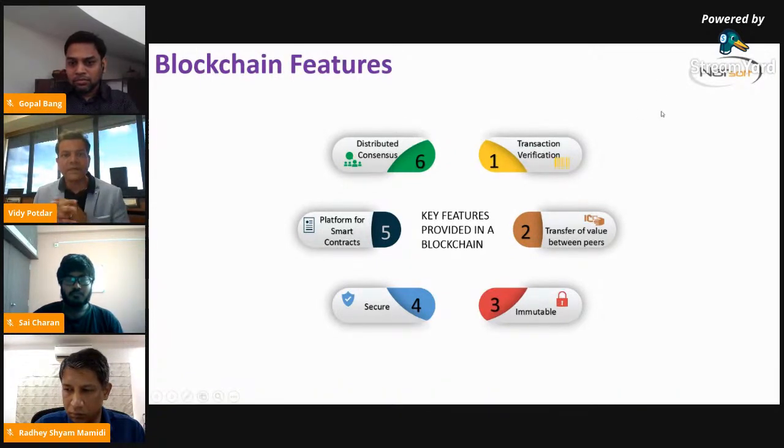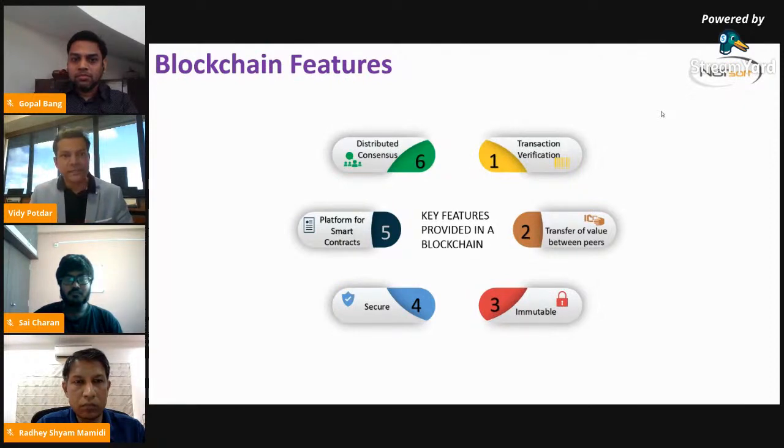The third feature is immutability, and I touched upon this a bit earlier as well, where I said information on the blockchain is immutable. You cannot go back and change what has been added there. So the benefit of that is it makes the platform very secure. You can rely on the information that is there.